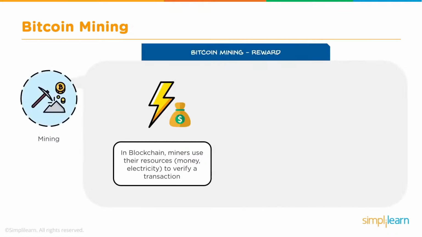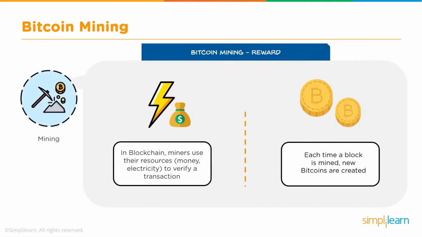So as of today in blockchain, miners use their resources to verify transactions. Each time a block is mined, new bitcoins are created in the network. The Bitcoin total supply is limited. It is at 21 million. Approximately 21 million Bitcoin are in supply. 17 to 18 million Bitcoins have already been mined, so only 3 to 4 million are left.